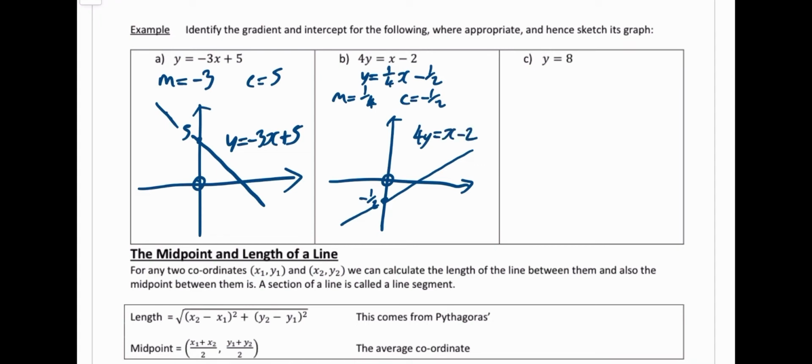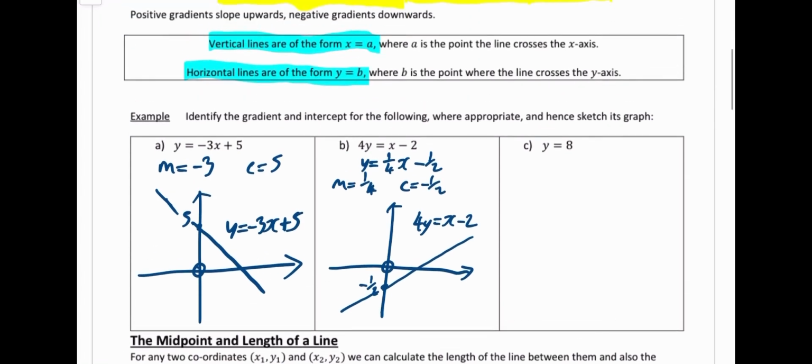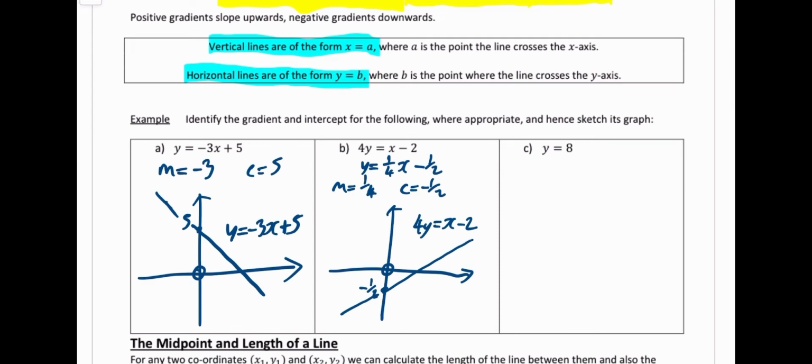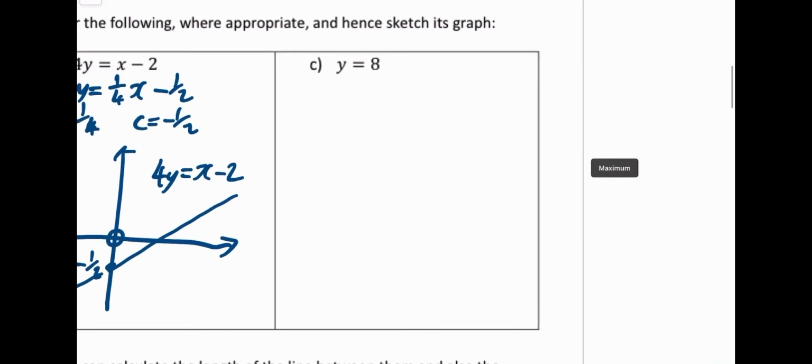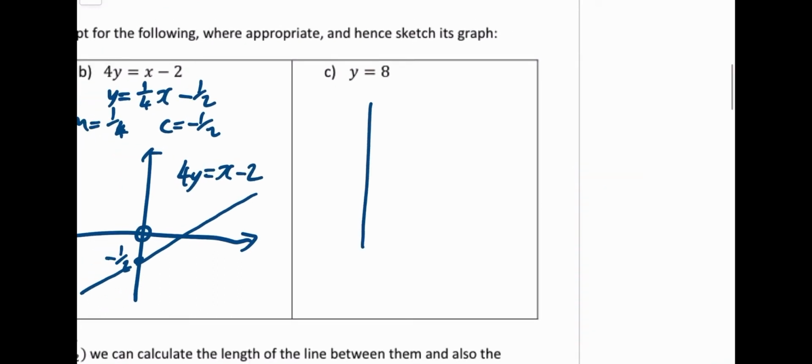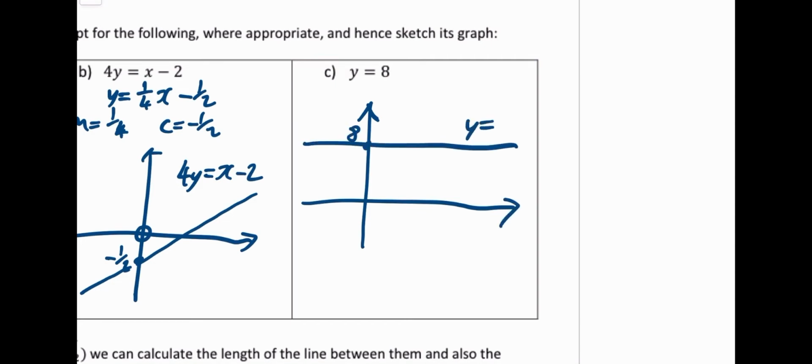Your next example is y is equal to 8, and if we look up here, we can see y equals b is a horizontal line where b is the point where the line crosses the y-axis. So y equals 8. We'll just zoom in on this one a wee bit. There's your y-axis, there's your x-axis, mark on your 8, and there we have our line y is equal to 8. And that's it done.